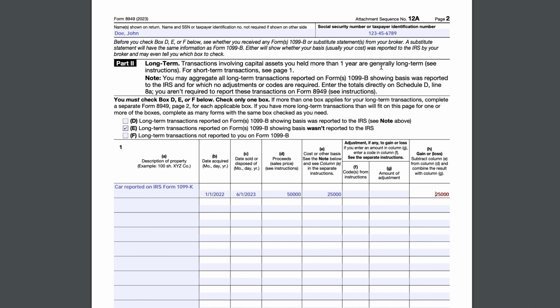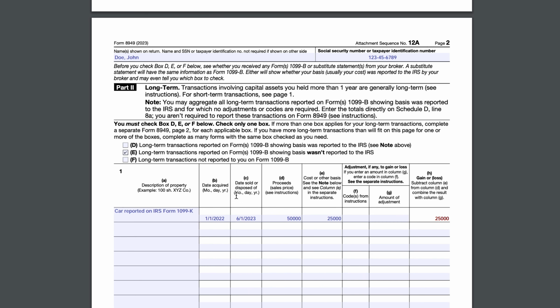So it turns out that even though he sold it, we'll say he sold it in July, since that's what the form said, he actually acquired it in January of the previous year. So we wrote the narrative, car reported on IRS Form 1099-K. So the proceeds match up with that filed Form 1099-K. But here John's saying, hey, IRS, I owned this car for more than a year. I bought it for $25,000, so I've calculated my gain to be $25,000.